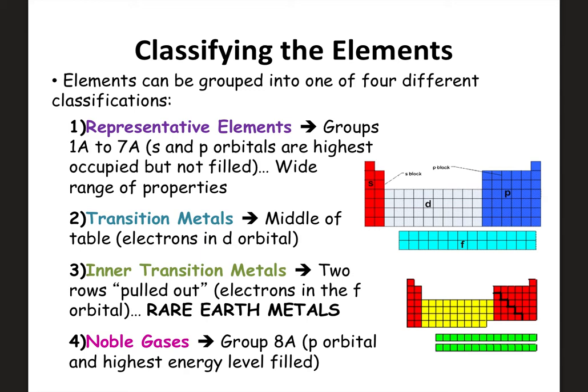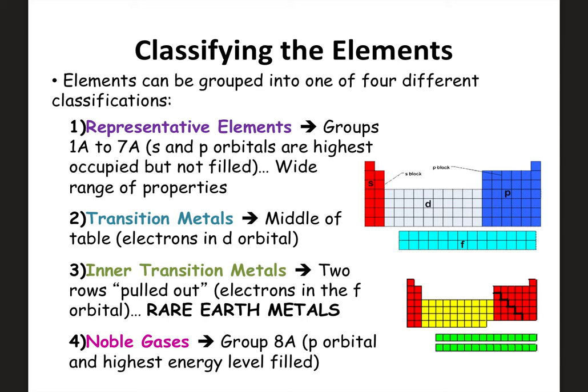So if you're looking on the table here, it would be these S's here and the first five P's, but not the last column of the P's. So any element here, obviously those are metals, but we could classify them as representative elements as well. And same thing over here. These over here could be classified as metals or nonmetals, but they can also be classified as representative elements.